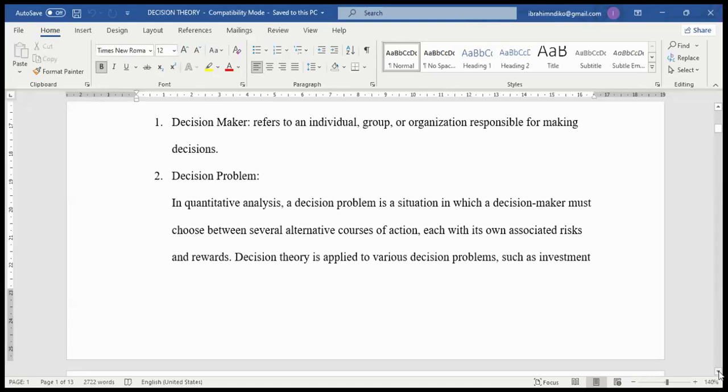Each with its associated risk and reward. Each with associated risk and return. That one is very correct.